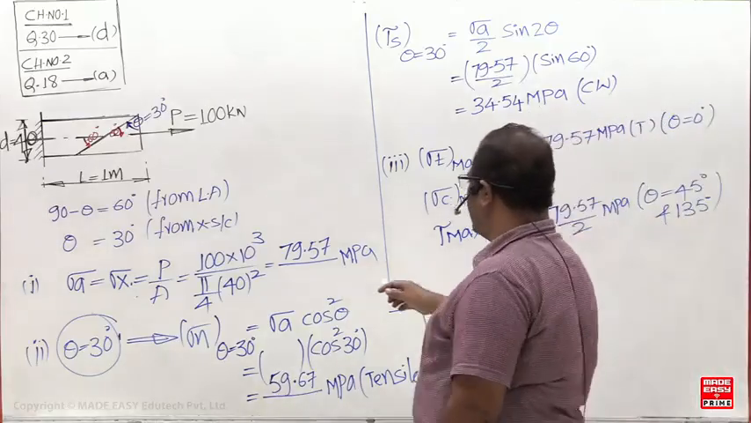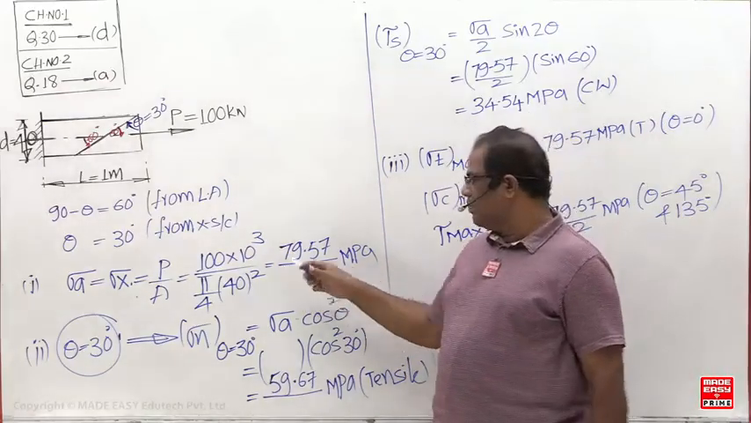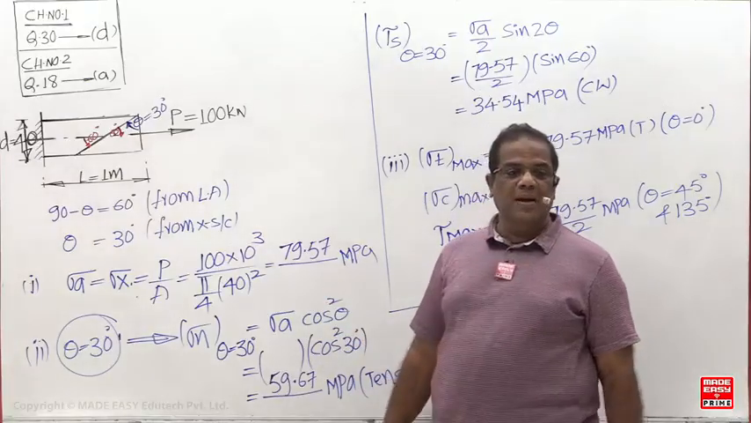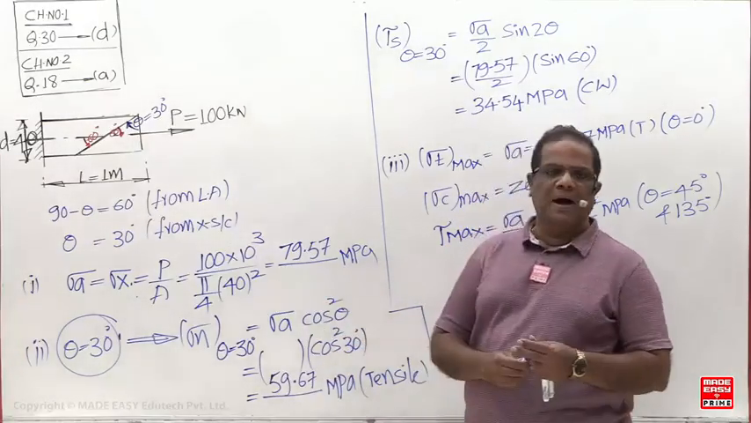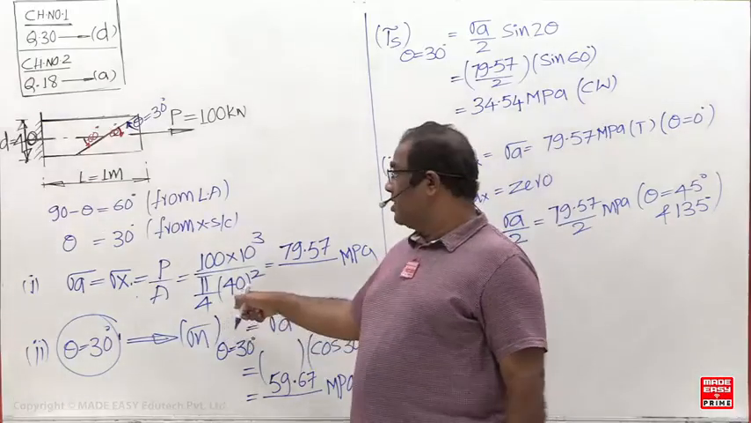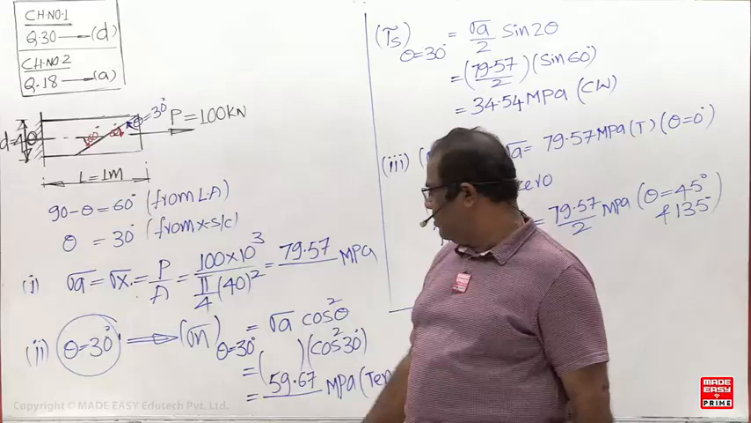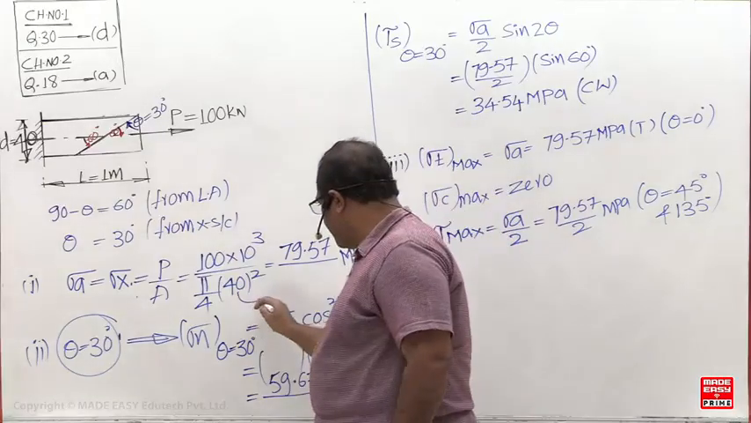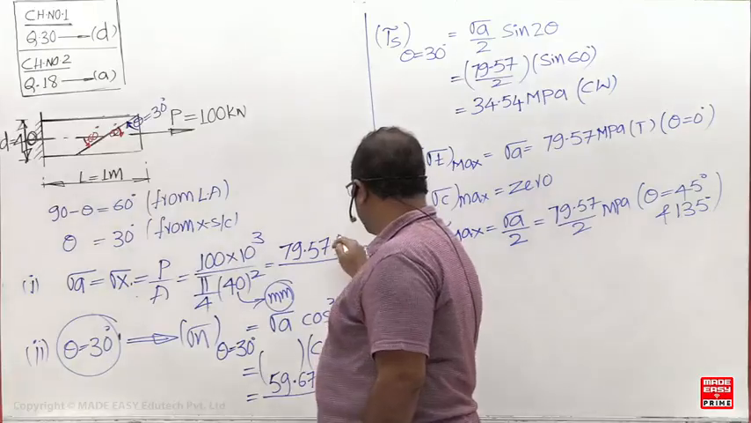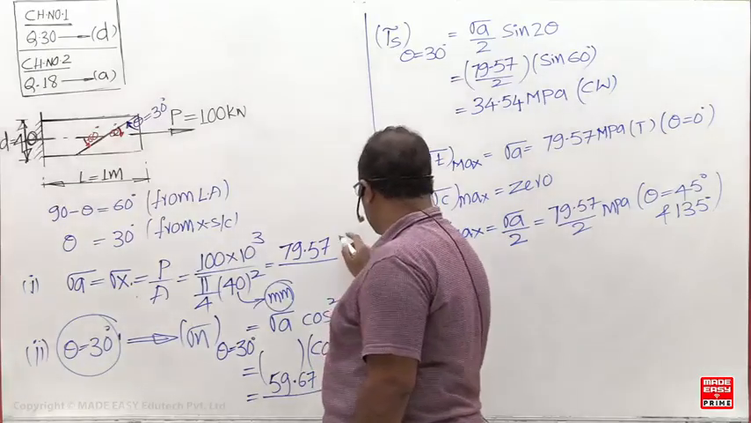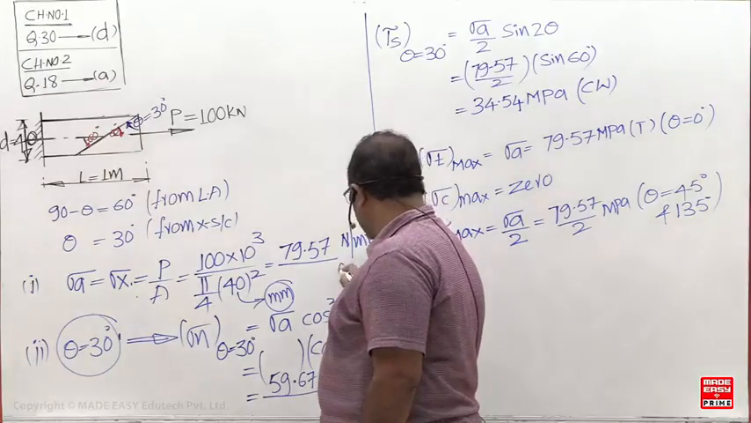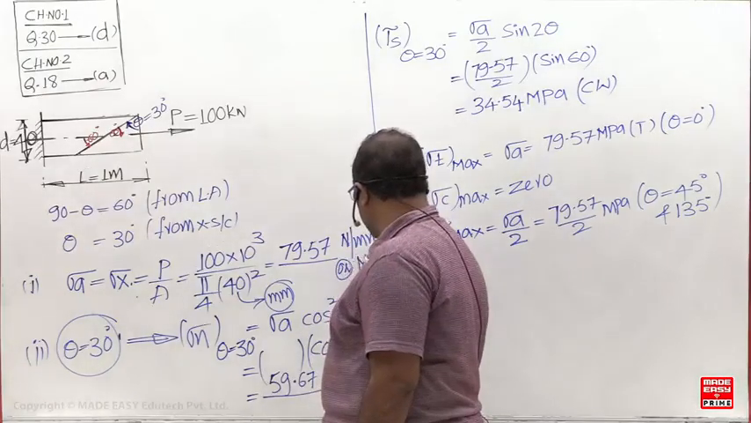How is it a Pascal, my dear friend? These units are Newton per mm square. I have taken Newton, and this is mm. 1 Newton per mm square is nothing but 1 megapascal, not Pascal. If you put 40 meters, it is a Pascal, but it is 40 mm. So the units are Newton per mm square, and 1 Newton per mm square is nothing but megapascals only.